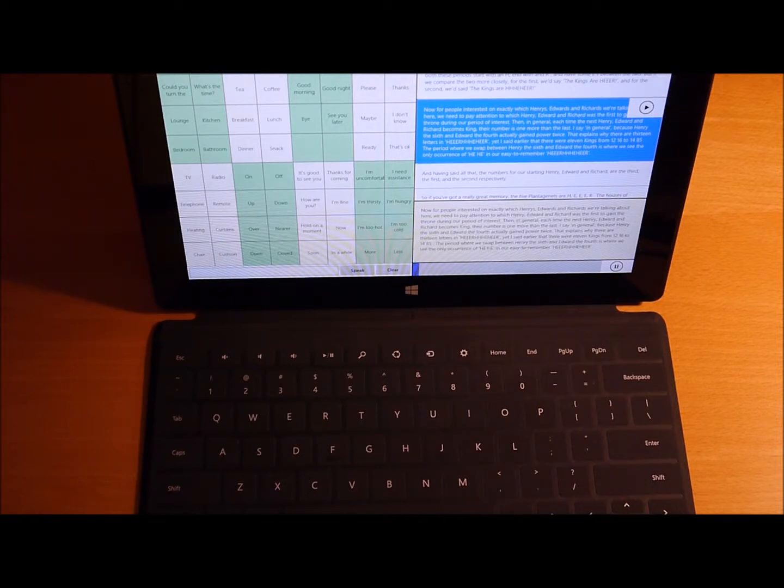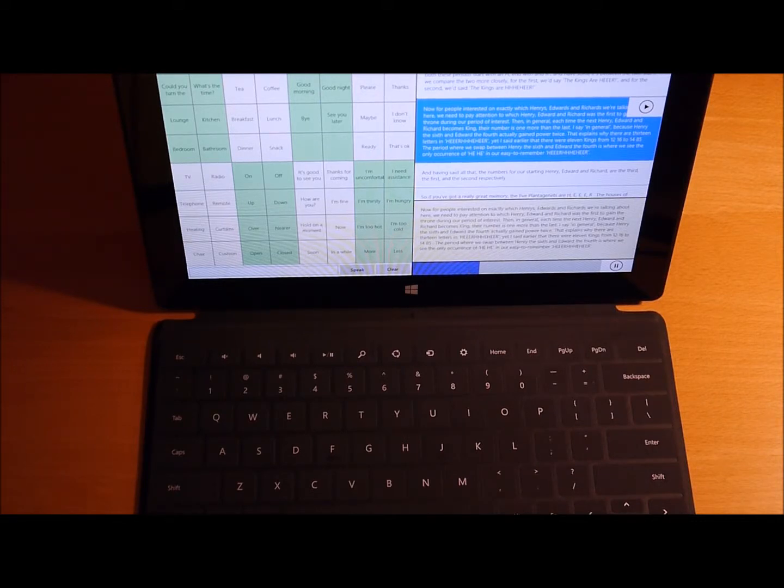Now for people interested in exactly which Henrys, Edwards and Richards we're talking about here, we need to pay attention to which Henry, Edward and Richard was the first to gain the throne during our period of interest. Then, in general, each time the next Henry, Edward and Richard becomes king, their number is 1 more than the last. I say in general, because Henry VI and Edward IV actually gained power twice.